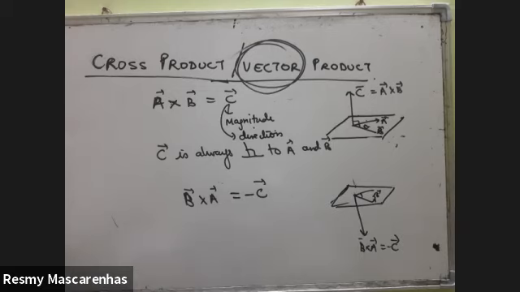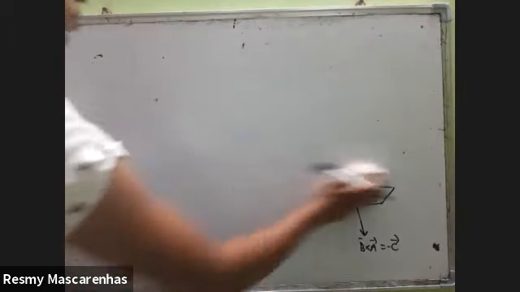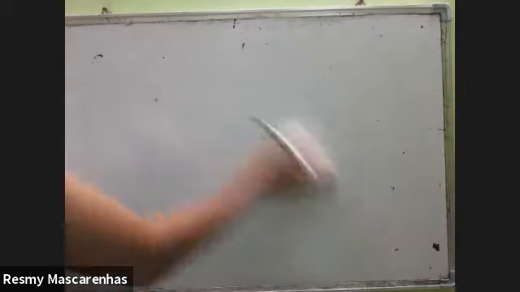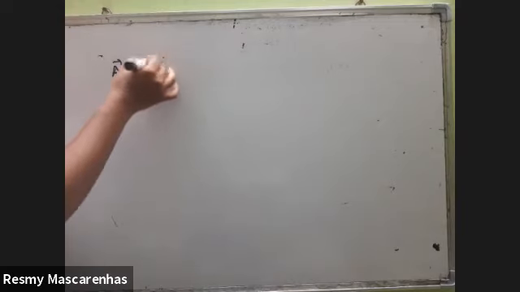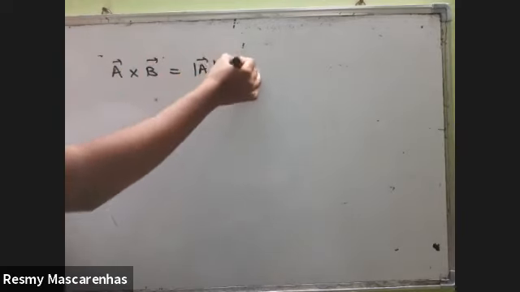Now how we had A bar dot B bar as AB cos theta, the same way we have a formula for the vector product also. A bar cross B bar will be AB, instead of cos, for the cross product it is sin theta. Remember that. And this will always have an extra something called n cap. This is the magnitude.